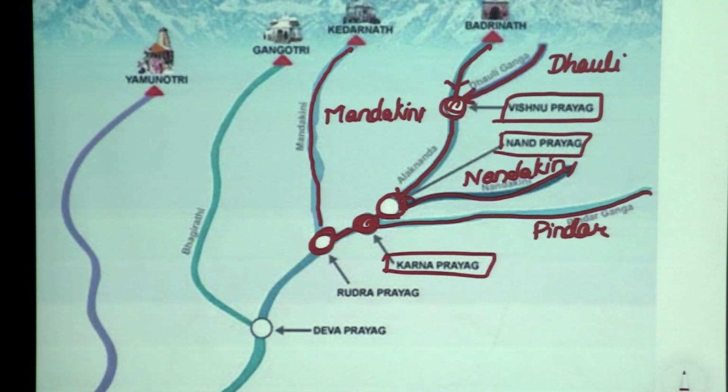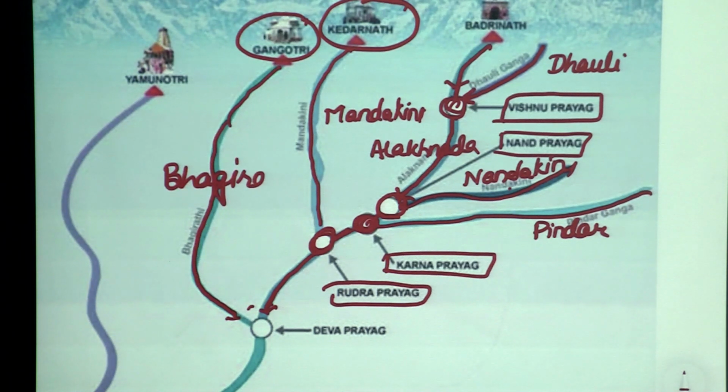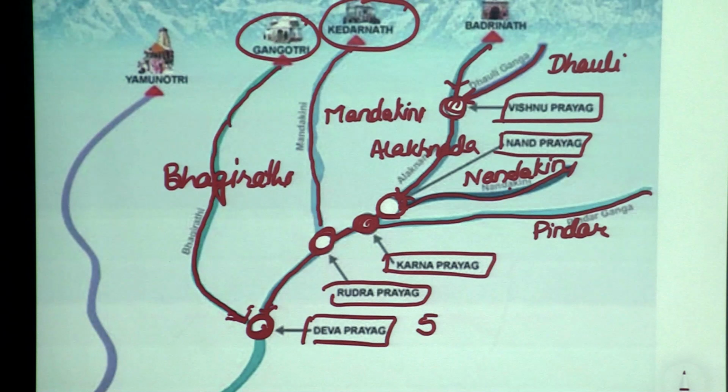confluencing with river Alaknanda is Rudra Prayag. I am repeating: river Dhauli with Alaknanda, Vishnu Prayag; river Nandakini with Alaknanda, this is the Alaknanda river, is Nand Prayag; and then river Alaknanda with Pindar is Karna Prayag, and Mandakini with Alaknanda is Rudra Prayag. After this, we very commonly talk about Gangotri, right here. So Kedarnath is on Mandakini and Gangotri is the source of Bhagirathi. River Bhagirathi confluences with river Alaknanda at Dev Prayag. 5 Prayags in Uttarakhand.